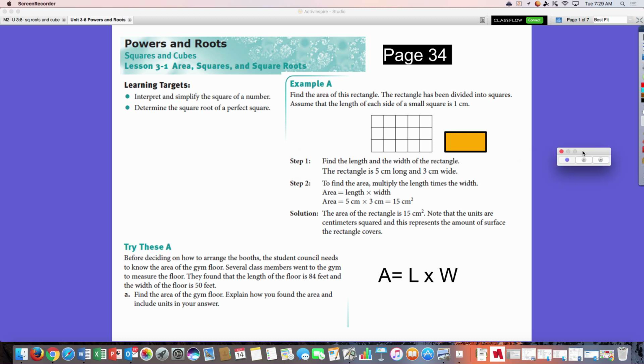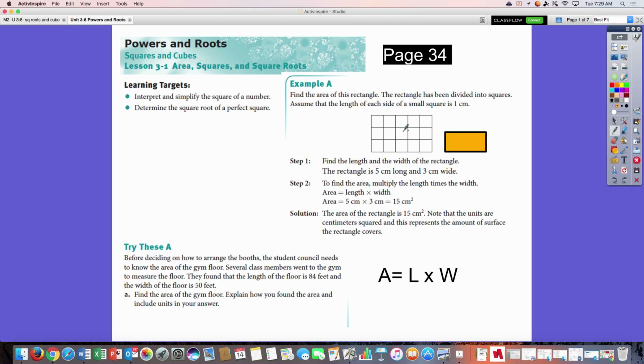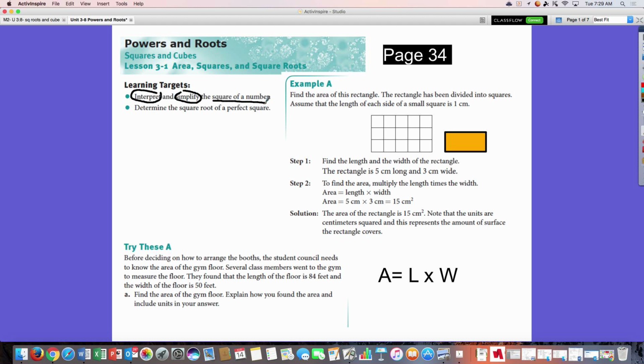Are you there? Excellent. Today we're going to talk about powers and roots, squares and cubes. This should be kind of easy for you guys. It's much like you've been doing a lot of your life. But today we're going to interpret and simplify the square of a number. And we're also going to determine, there's my action word, the square root of a perfect square.